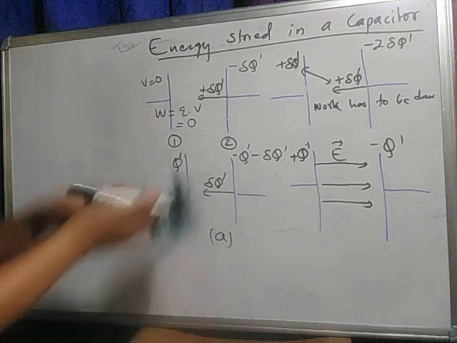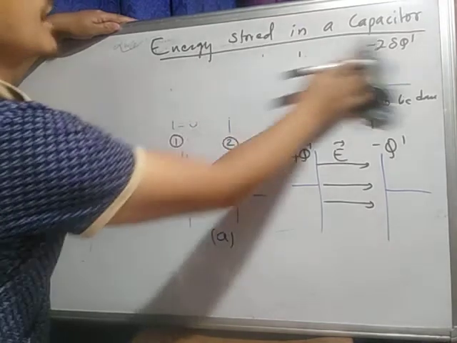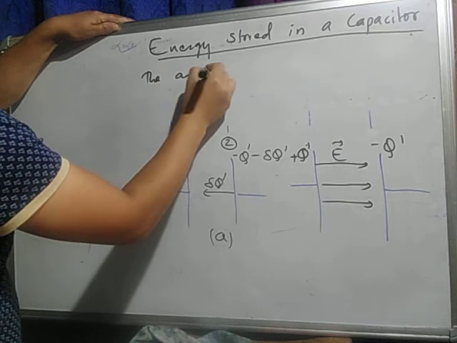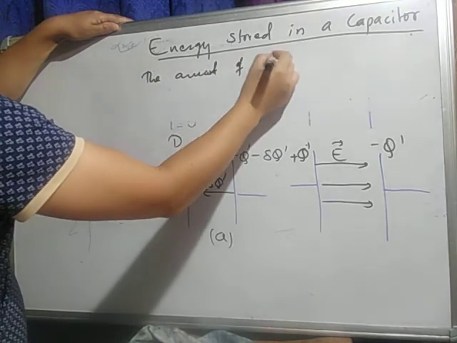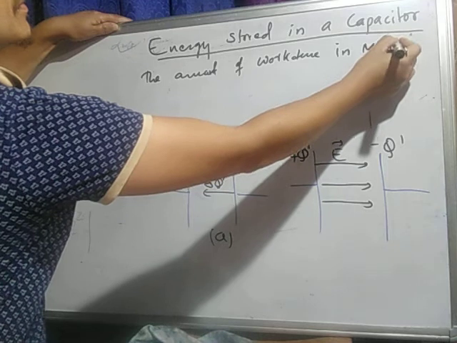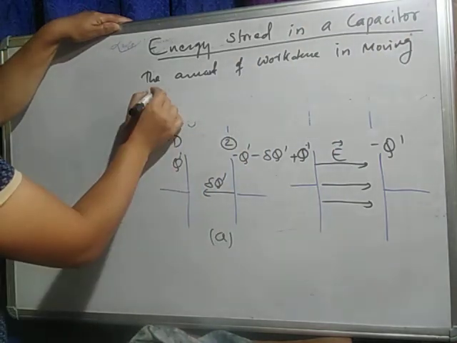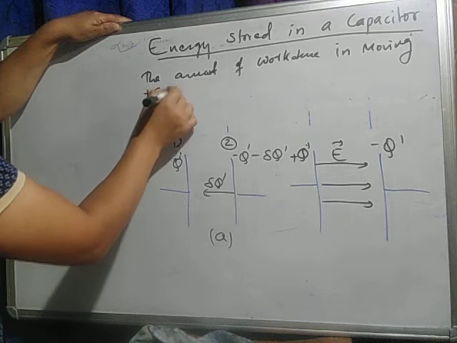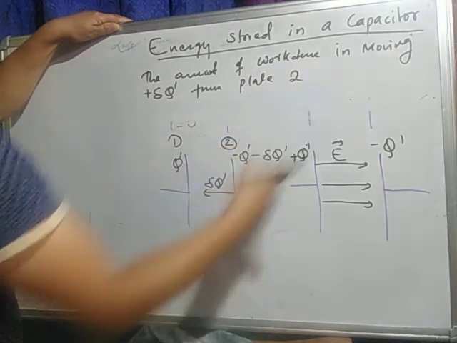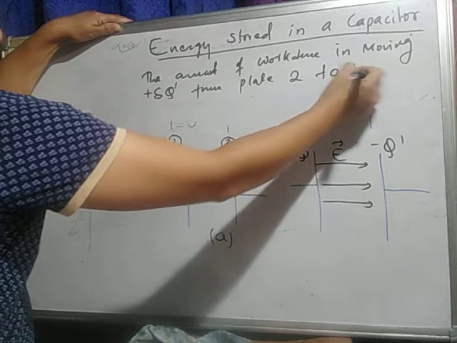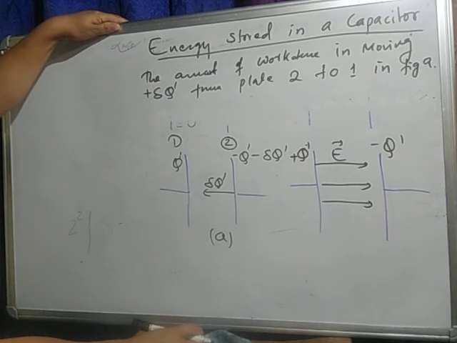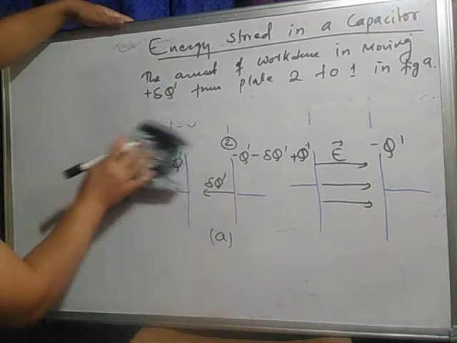So now write down the amount of work done in moving, or you can write bringing, positive del q dash charge from plate 2 to 1 in figure A. So hope you understood this much, isn't it?